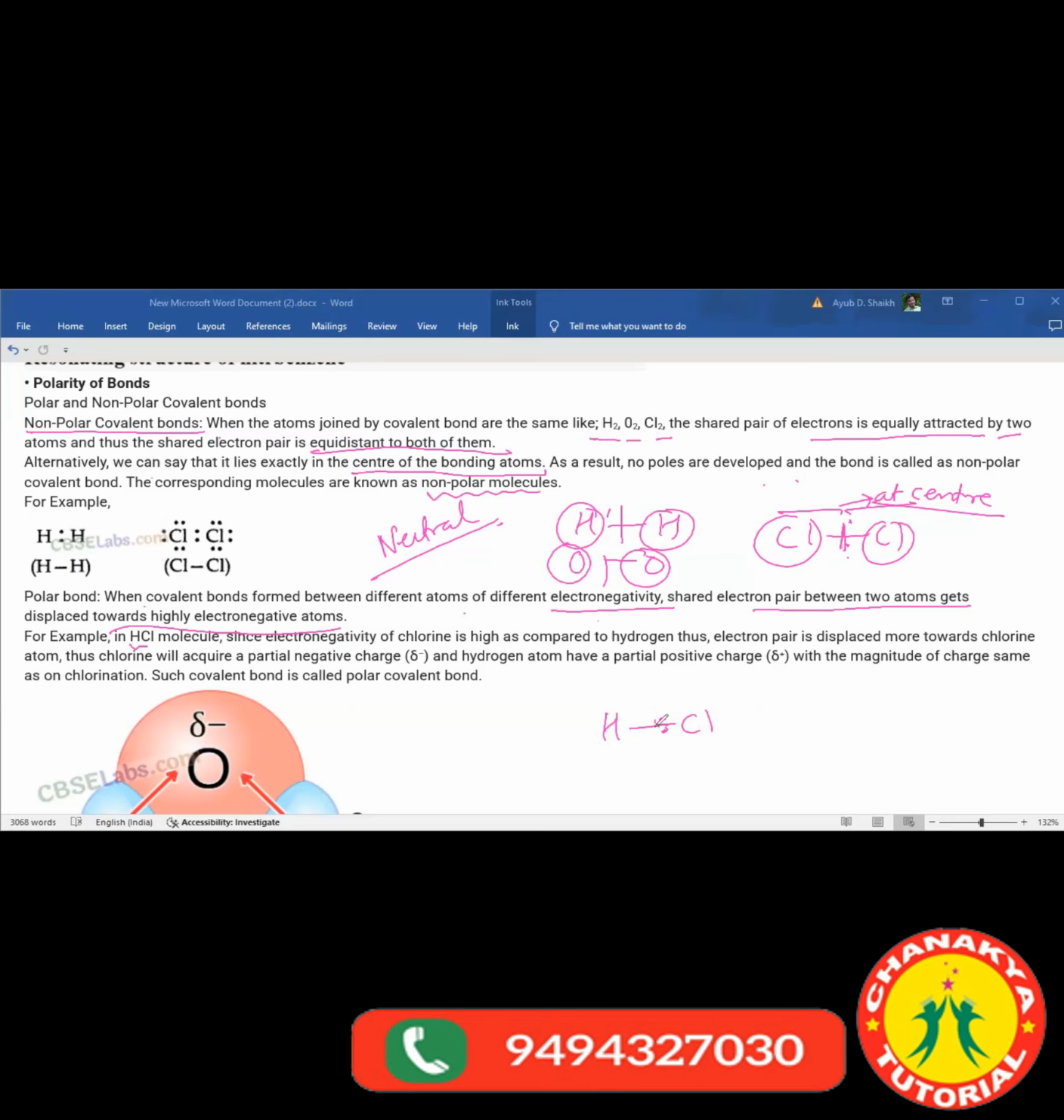Because of that, the chlorine will bear a partial negative charge and the hydrogen will bear a partial positive charge. A dipole is generated, or charges are generated on hydrogen and chlorine, and hence it bears a dipole moment. Hence such molecules are called polar molecules. Such molecules are called what? Polar molecules. Clear? Understood, Dhananjay? Yes, ma'am. Fine. Okay, now see what is given about the dipole moment.